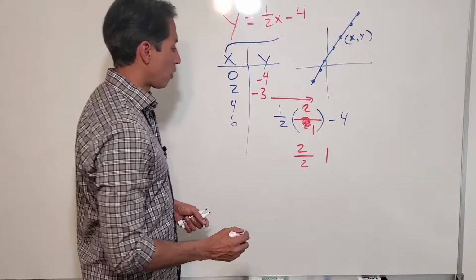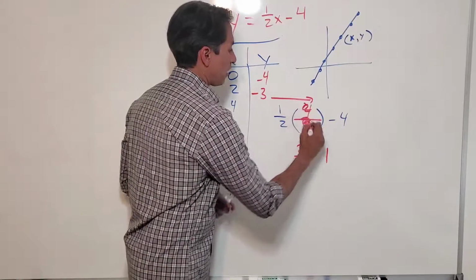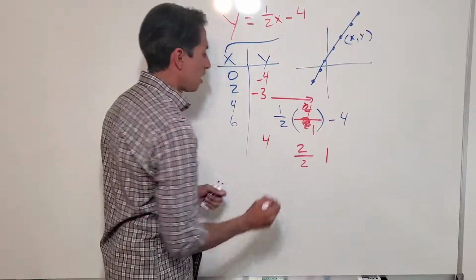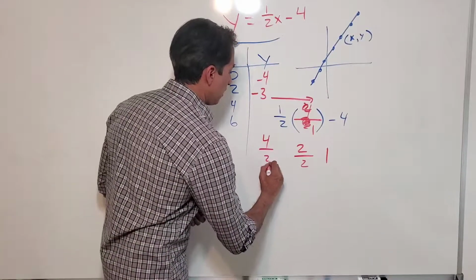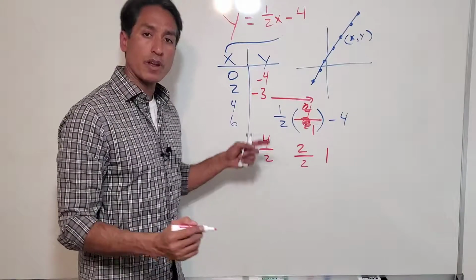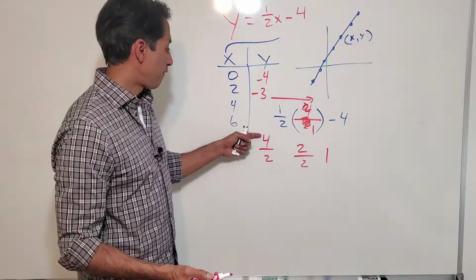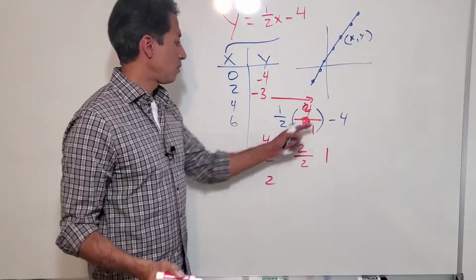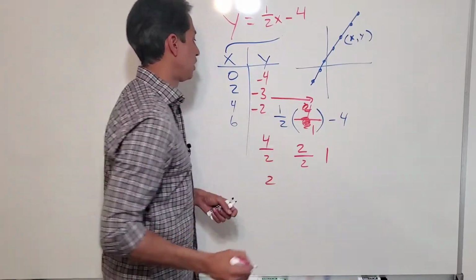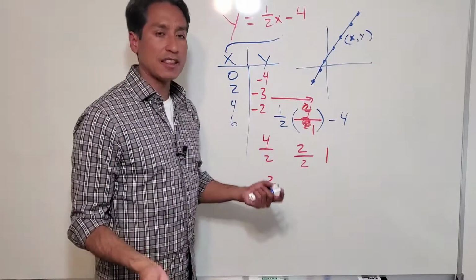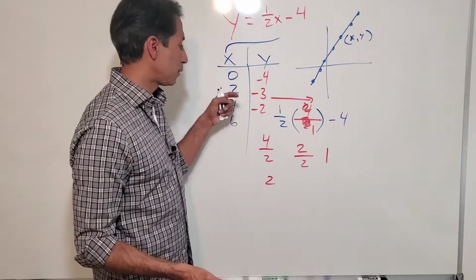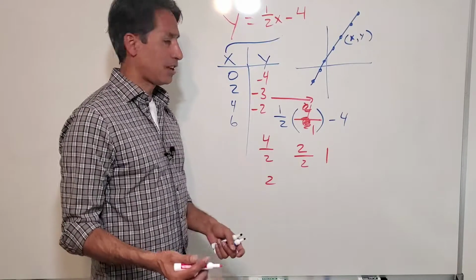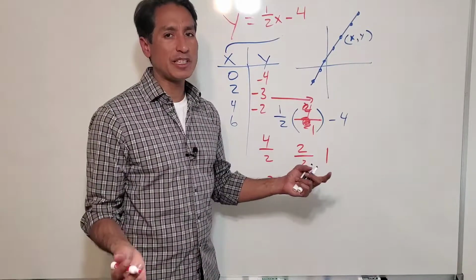Now I'm going to plug in a 4. So I have a 4 here. 1 times 4 is 4. 2 times 1 is 2. 4, again, we always read our fractions down. 4 divided by 2 is 2. 2 minus 4 is -2. Now, if you're seeing that there's a pattern, -4, -3, -2, maybe the next answer is going to be -1. But let's always do the math.